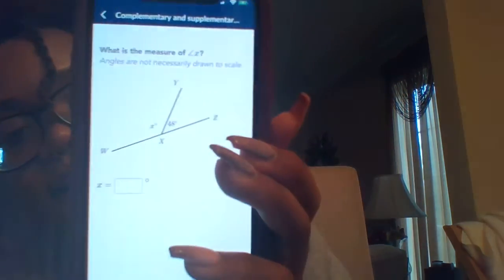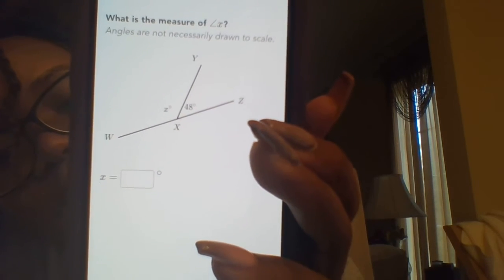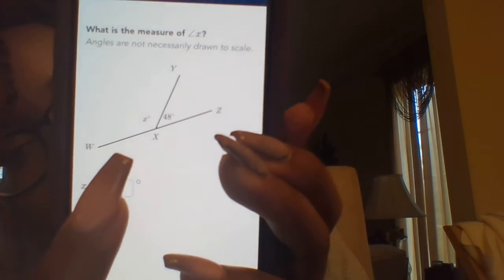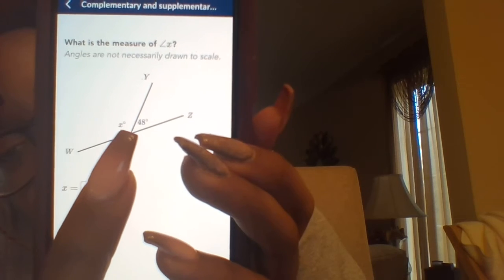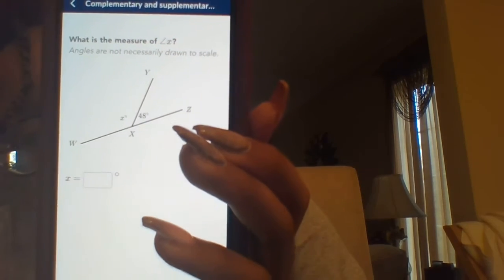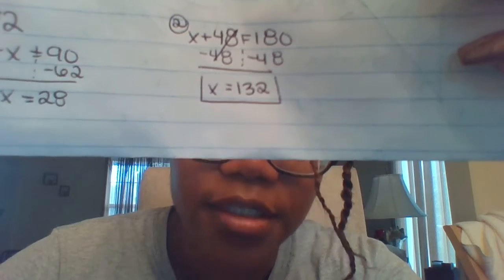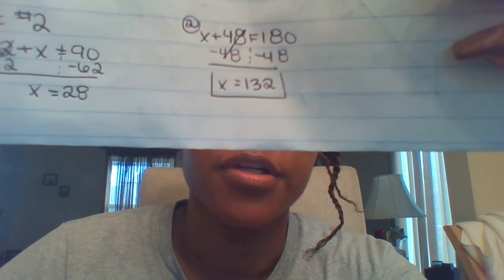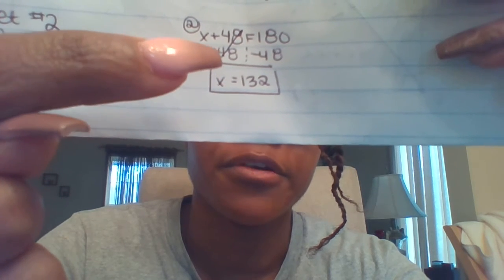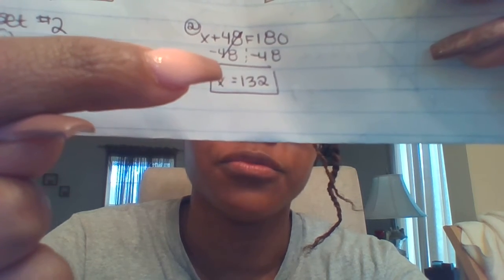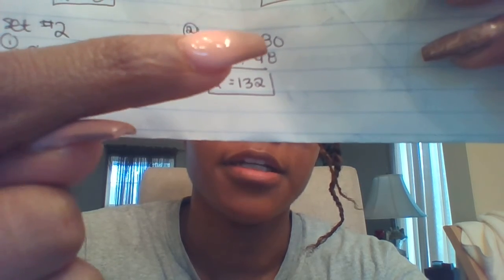The second problem in the set gives us supplementary angles. So complementary means it adds to 90. Supplementary means it adds to 180. So they're telling us they're supplementary because they drew a straight angle, a straight line. So they tell us this angle is 48 and this angle is x. So we know that x plus 48 has to equal 180. So the equation for that problem is going to be x plus 48 equals 180. Again, that's because they gave us a picture of two supplementary angles that add to 180 because they're drawn on a straight line. So x plus 48 equals 180.